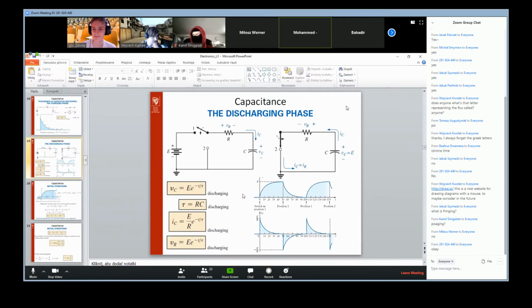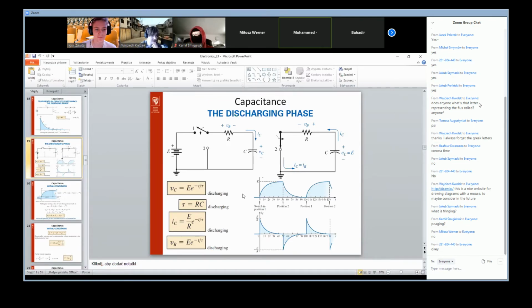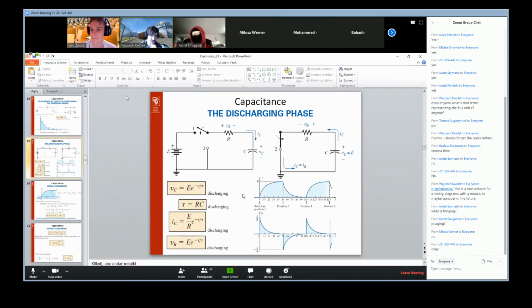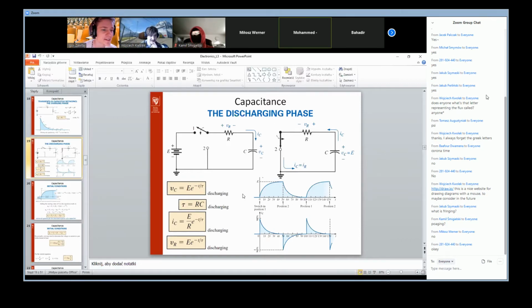Wojtek, is that a green screen behind you? No, you don't need a green screen. You can just click, next to the stop video button, there is this arrow. You can click it and choose virtual background, and it works without a green screen. Where are you guys? Why is this hall empty?